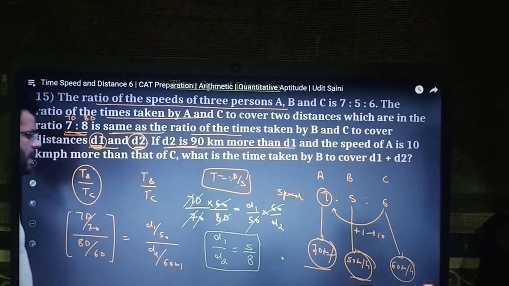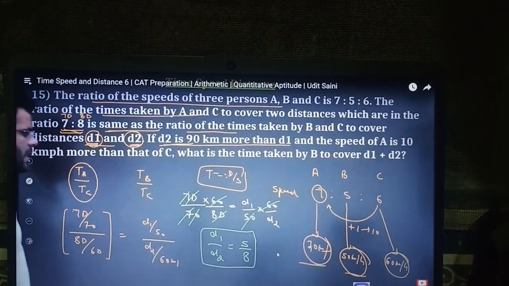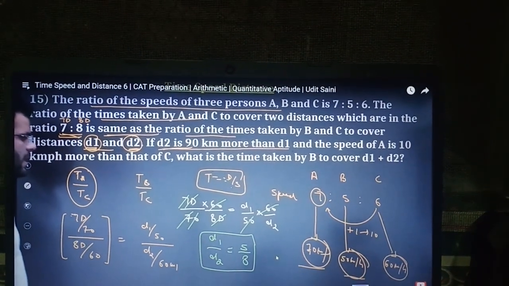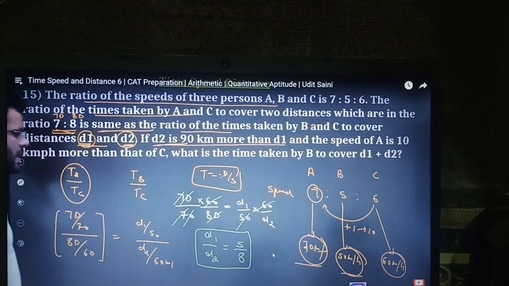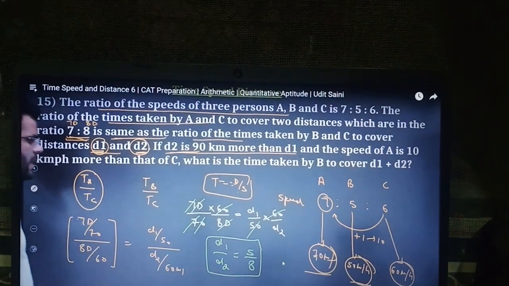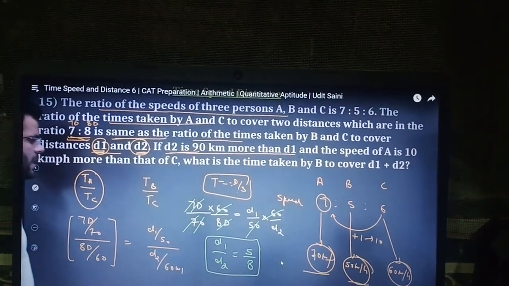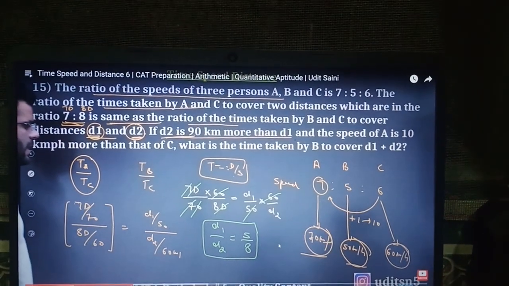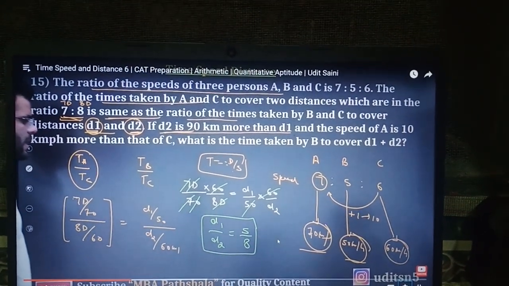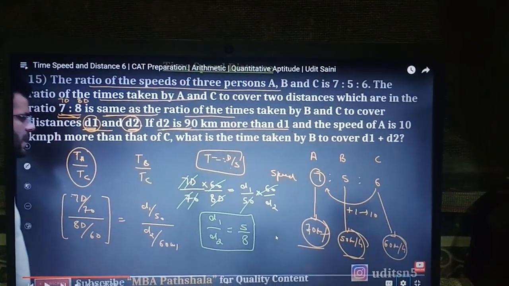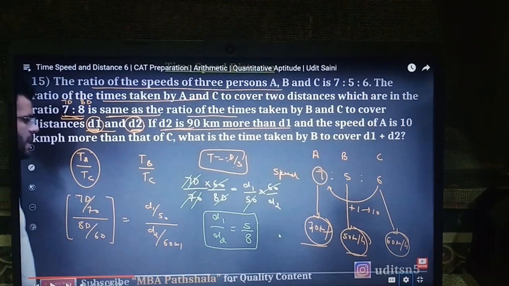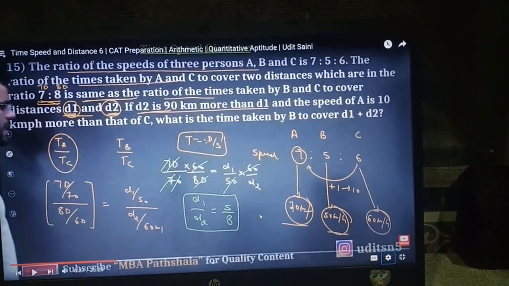The ratio of the speed of the three persons A, B, C is 7, 5 and 6. The ratio of the time taken by A and B to cover two distances which are in ratio 7 is to 8 is the same as the ratio of the time taken by B and C to cover, and the distances are d1 and d2. If d2 is 90 kilometer more than d1 and the speed of A is 10 kilometer more than C, what is the time taken by B to cover d1 plus d2?